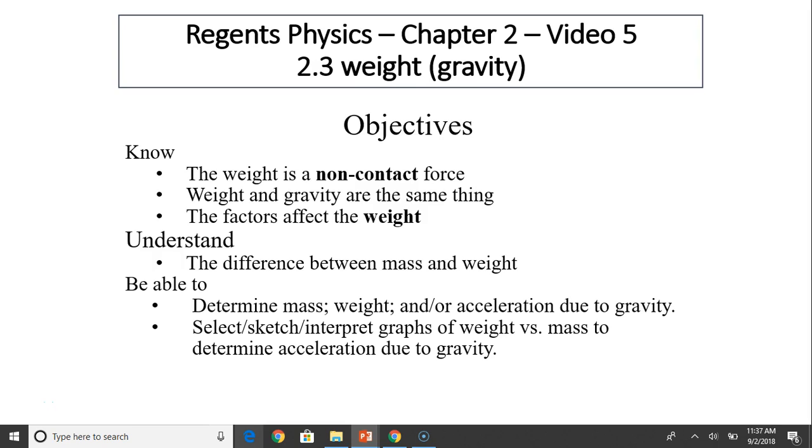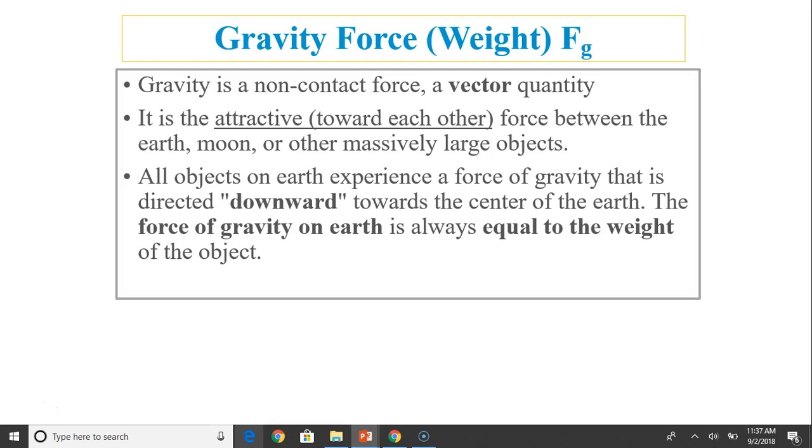Today's topic is weight. The objectives for today are to know that weight is a non-contact force, that weight and gravity are the same thing, and the factors that affect weight; to understand the difference between mass and weight; to be able to determine mass, weight, and/or acceleration due to gravity; and to select, sketch, and interpret graphs of weight versus mass to determine acceleration due to gravity.